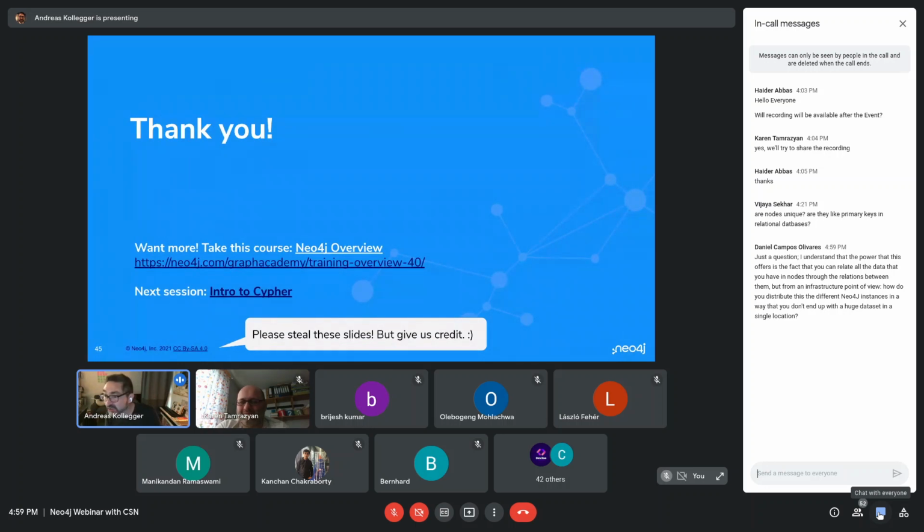And from Daniel, just a question: I understand that the power this offers is the fact that you can relate all that data that you have in nodes through the relations between them, but from an infrastructure point of view, how do you distribute the different Neo4j instances in a way that you end up with a huge data set in a single location? So are you asking about sort of data partitioning? Possibly, Daniel. I'm sorry, could you clarify? Or do you mind unmuting? Yes. Data partitioning. Okay. Yeah.